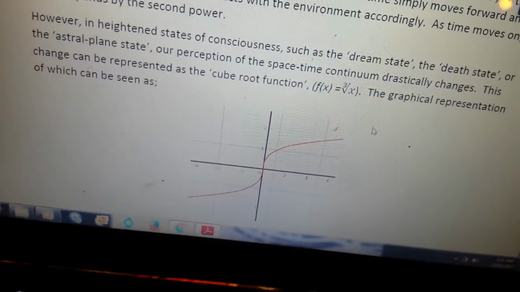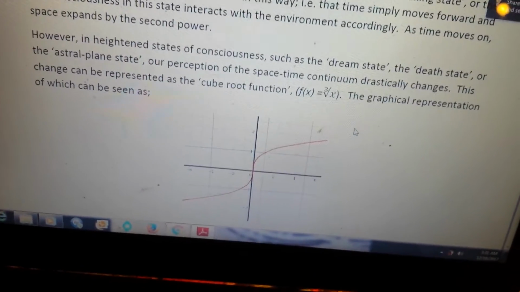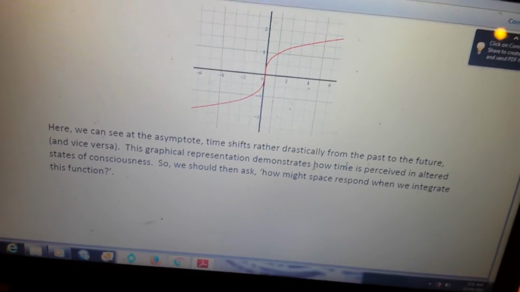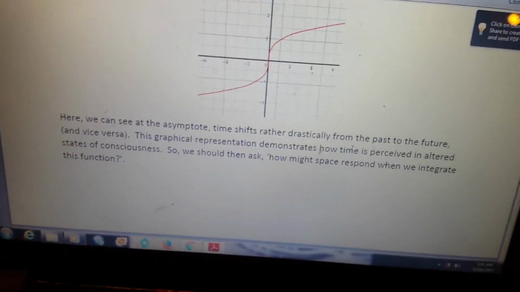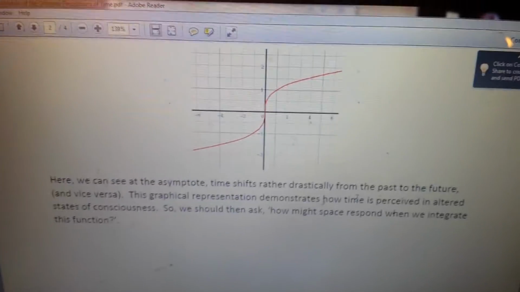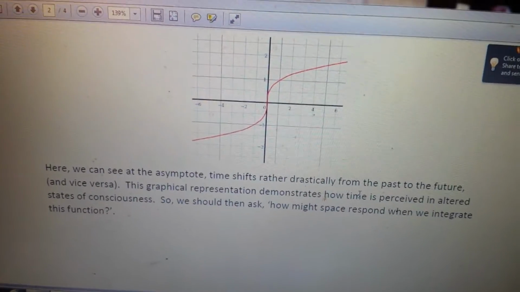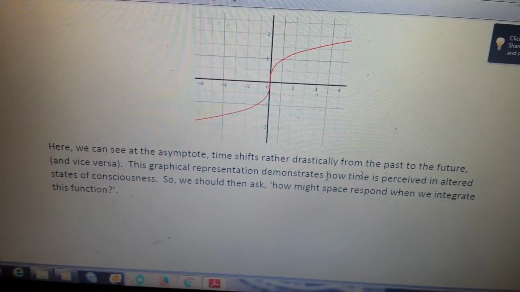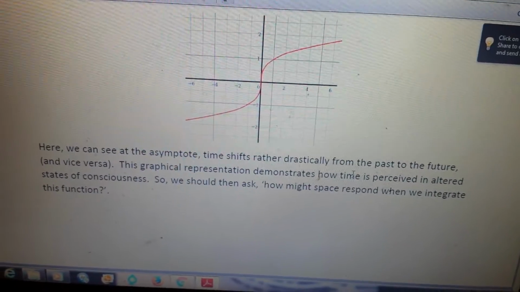This is the cube root function. Here we can see at the asymptote, time shifts rather drastically from the past to the future, which is exactly what I was experiencing in my dream. This is how my dream was. Like a cube root function. The graphical representation demonstrates how time is perceived in altered states of consciousness.